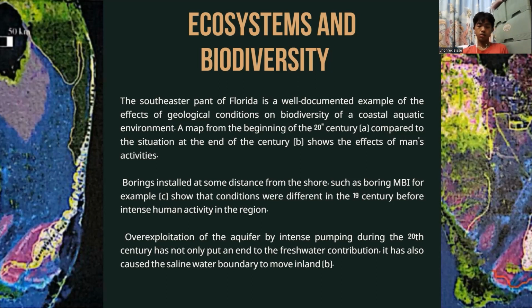This change in hydrogeology affects biodiversity along the coast, leading to the expansion of high salinity marginal ecosystems near the shore. Next are borings installed at some distance from the shore, such as boring BMI. For example, they show the conditions were different in the 19th century, before intense human activity in the region.